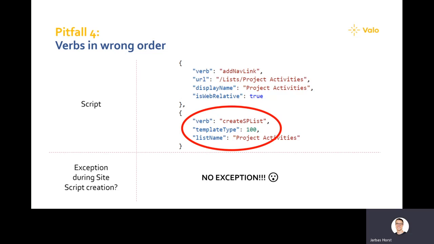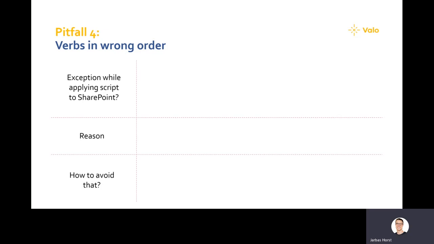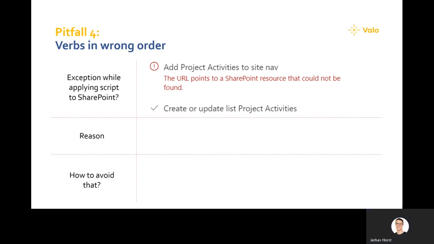The create SP list is in the wrong order. Again, the same situation. My script was created as a site script, and if I associate that to a site design, I can apply it now to a site collection. So what happens if I try to do that? I will get an exception for the first verb, since the SharePoint resource was not found. The next step will continue, so my list will be created. The reason here is logical dependencies.